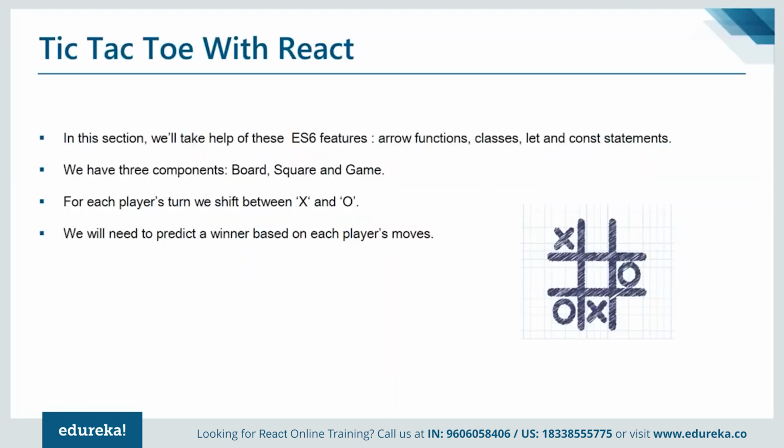Now we'll create a very simple application, Tic Tac Toe, with React using ES6 features. In this Tic Tac Toe program, we will use arrow functions, classes, let, and const heavily, because these are features of ES6. So we'll create three components: one for the board, one for the square, and one for the game. For each player turn, we'll shift between X and O as we generally do in Tic Tac Toe.